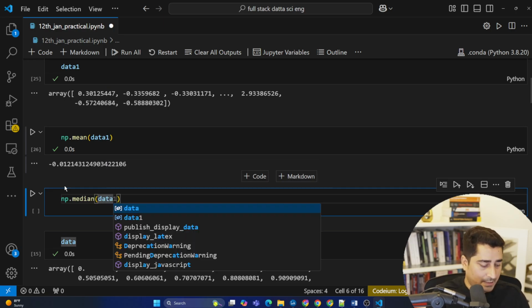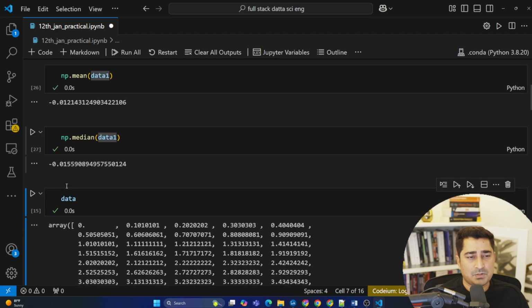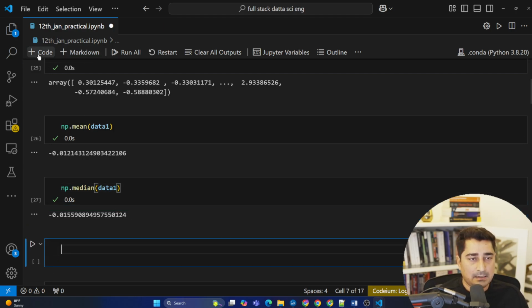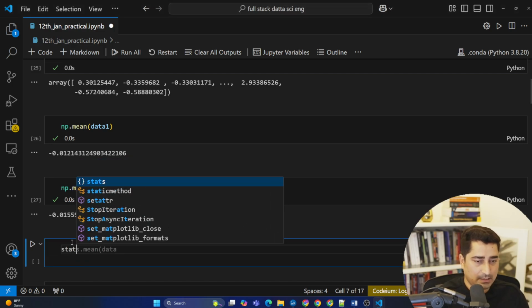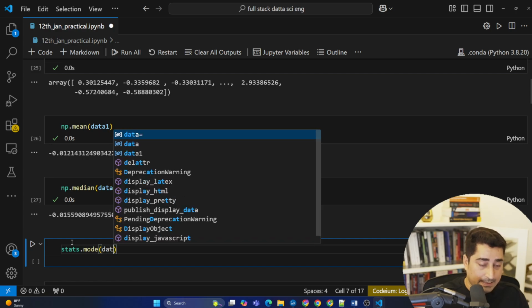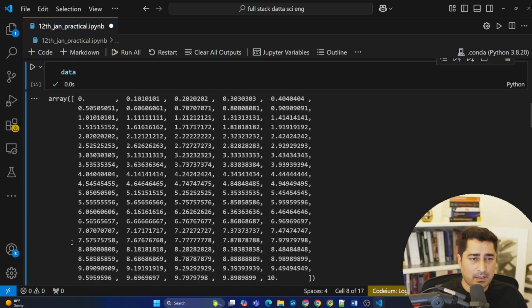So here data 1, again I'm going to pass. So median is also close to 0, right? 0.01, so it's a fraction basically. And then I can try to find out a mode for me. Now to find out the mode, stats.mode, and then I can give data 1.